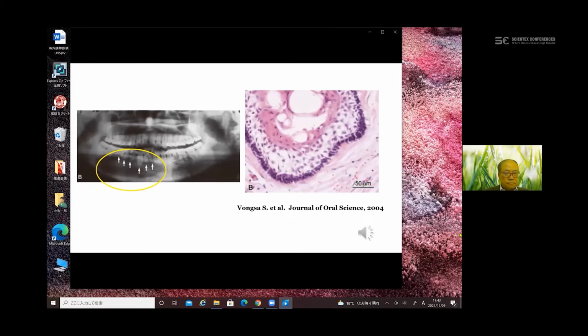This slide shows a clinical case. The case is ameloblastoma. An X-ray is shown on the left and a histopathological image is shown on the right. This ameloblastoma often develops in the mandible. Both benign and malignant symptoms of extensive bone destruction are seen. In such cases, it is necessary to remove the affected bone.